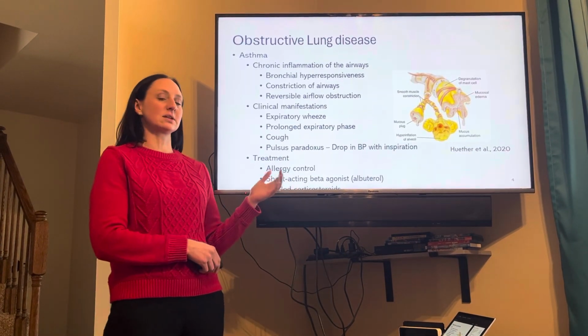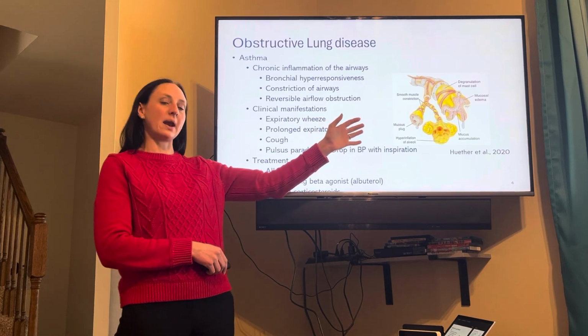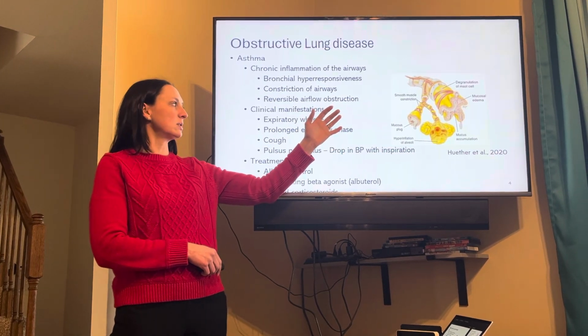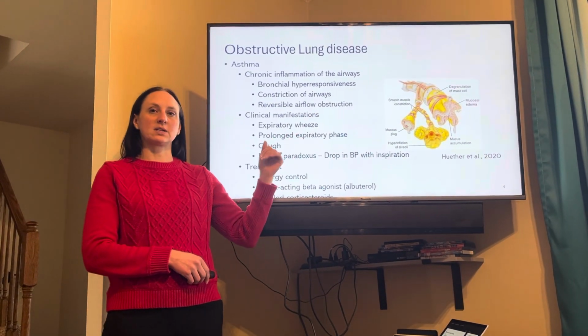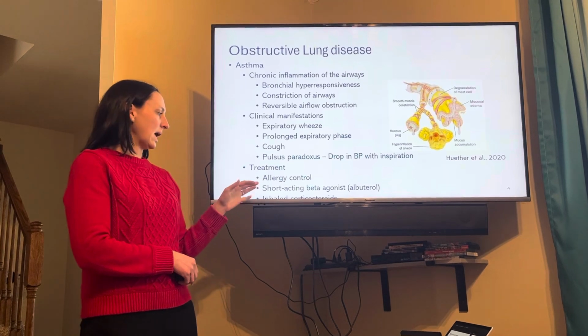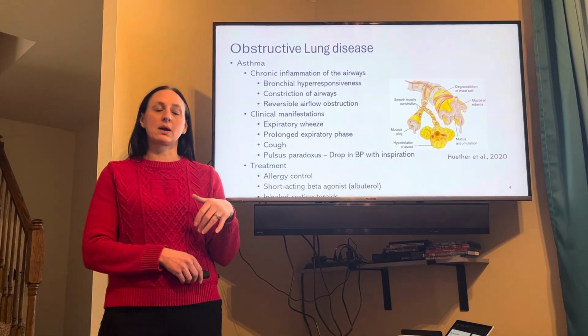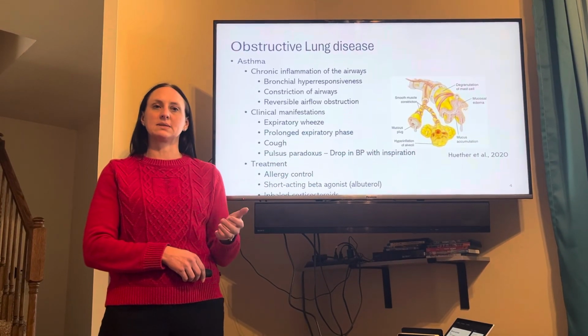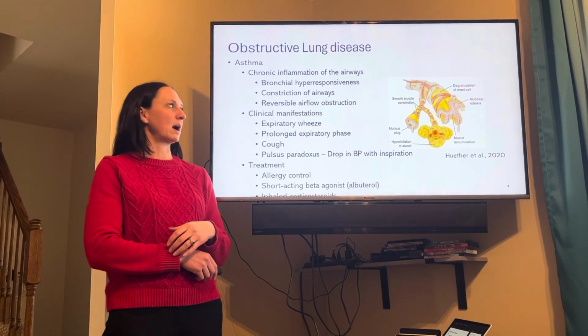Treatment includes allergy control, so that may mean things such as allergy medications or environmental changes in the home. Short-acting beta agonists such as albuterol will help with that airflow or airway constriction, which will decrease the amount of expiratory phase that patients need. And then inhaled corticosteroids are really the mainstay of day-to-day management for asthma.